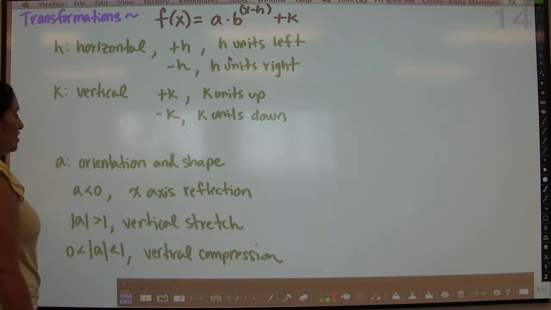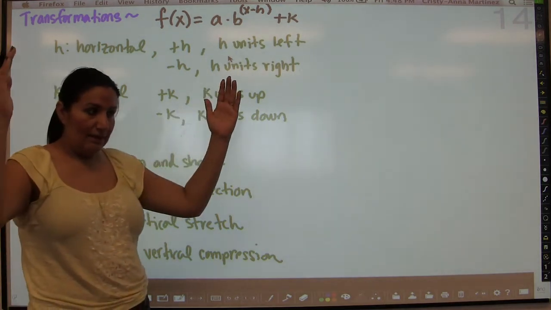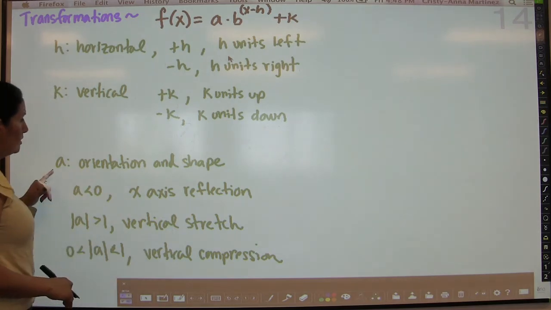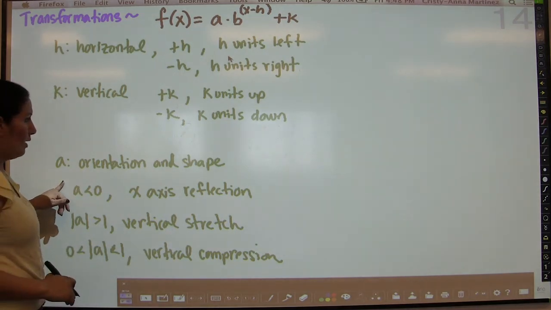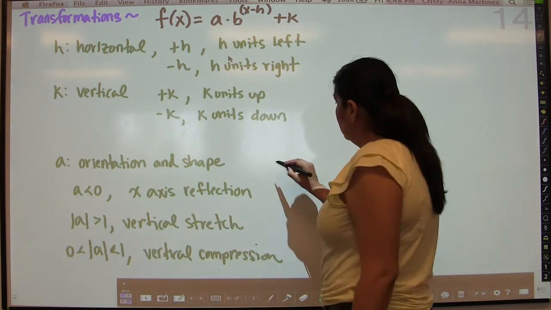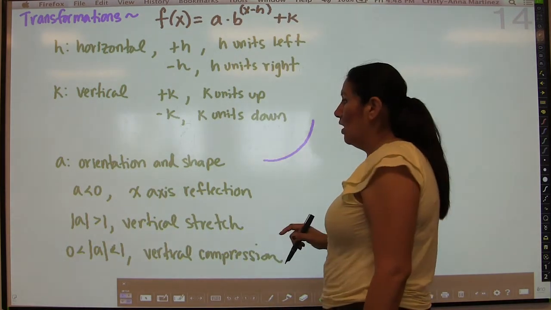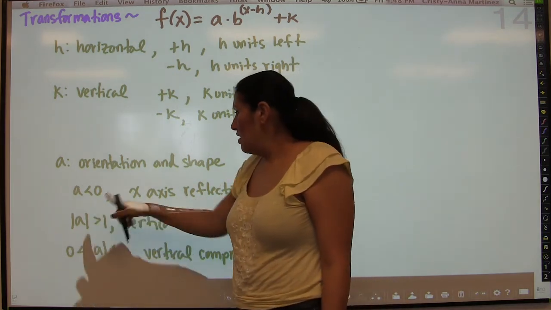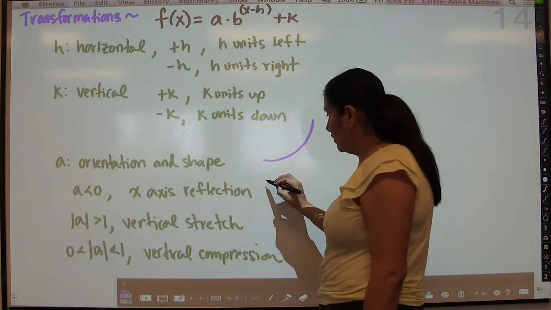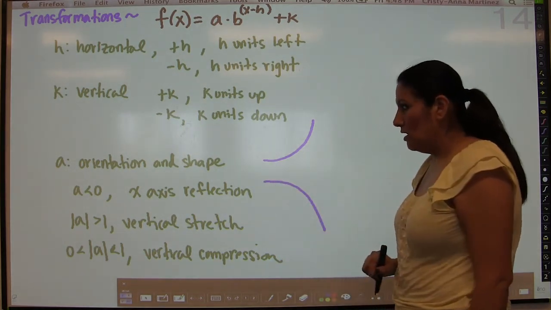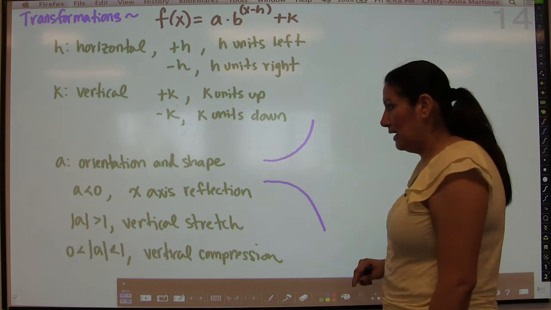So orientation meaning that it can flip, just like x squared, when it's positive is like this, and then negative it flips. That's what we mean with the orientation. So we know that the parent graph for an exponential function generally has this kind of a shape. Well, when the a value is negative or less than 0, it's going to have an x-axis reflection. So it's going to actually flip it, and it's going to go in this downward direction. It'll have an x-axis reflection in that case.